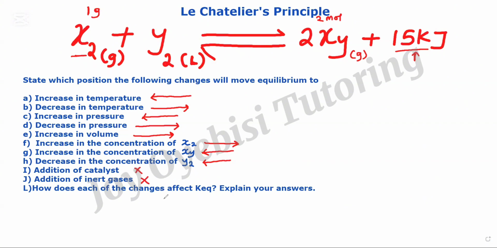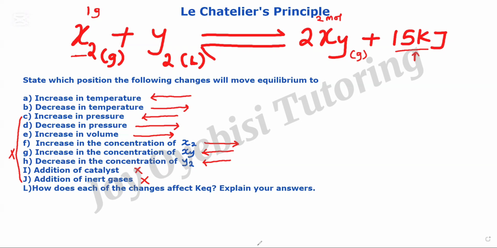Now, how does each of these changes affect the equilibrium constant? The only factor that affects the value of K, the equilibrium constant, is temperature change. When temperature is increased or decreased, it's going to affect the value of K, but every other one does not affect it. So decrease in pressure, in volume, all of these do not have any effect on K. The only two that have an effect are the increase in temperature and the decrease in temperature.